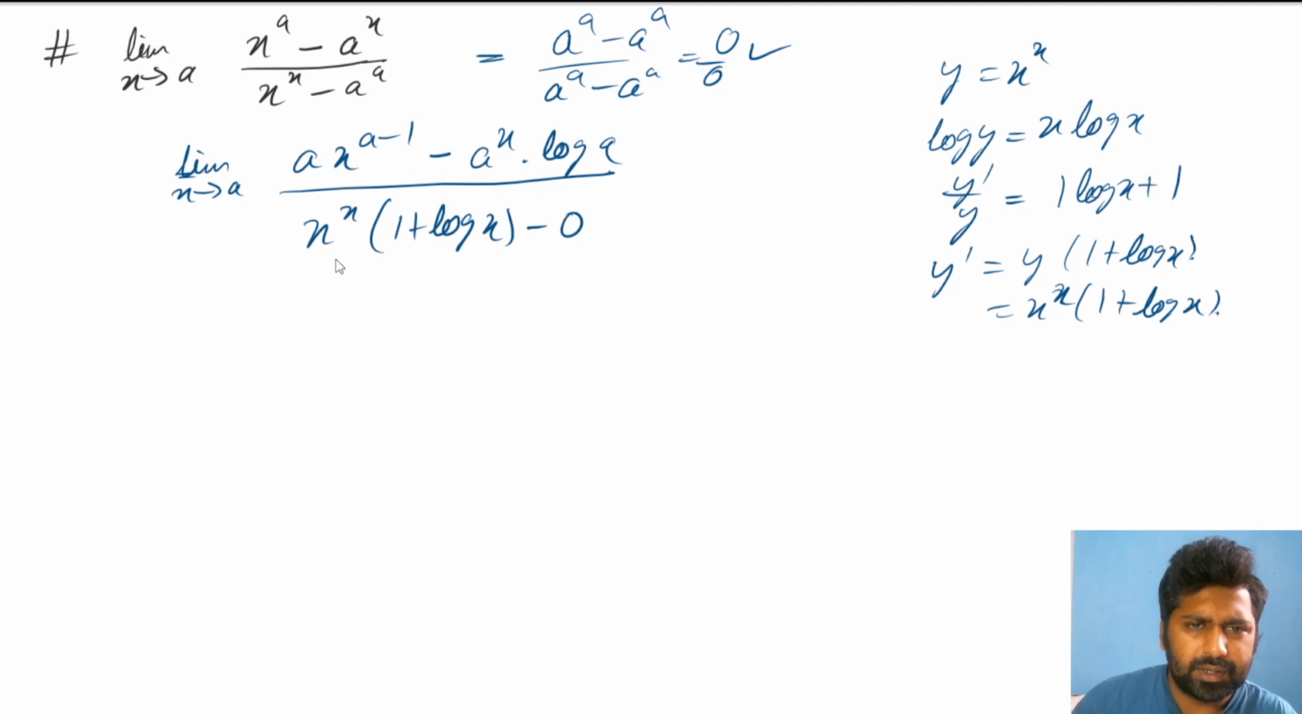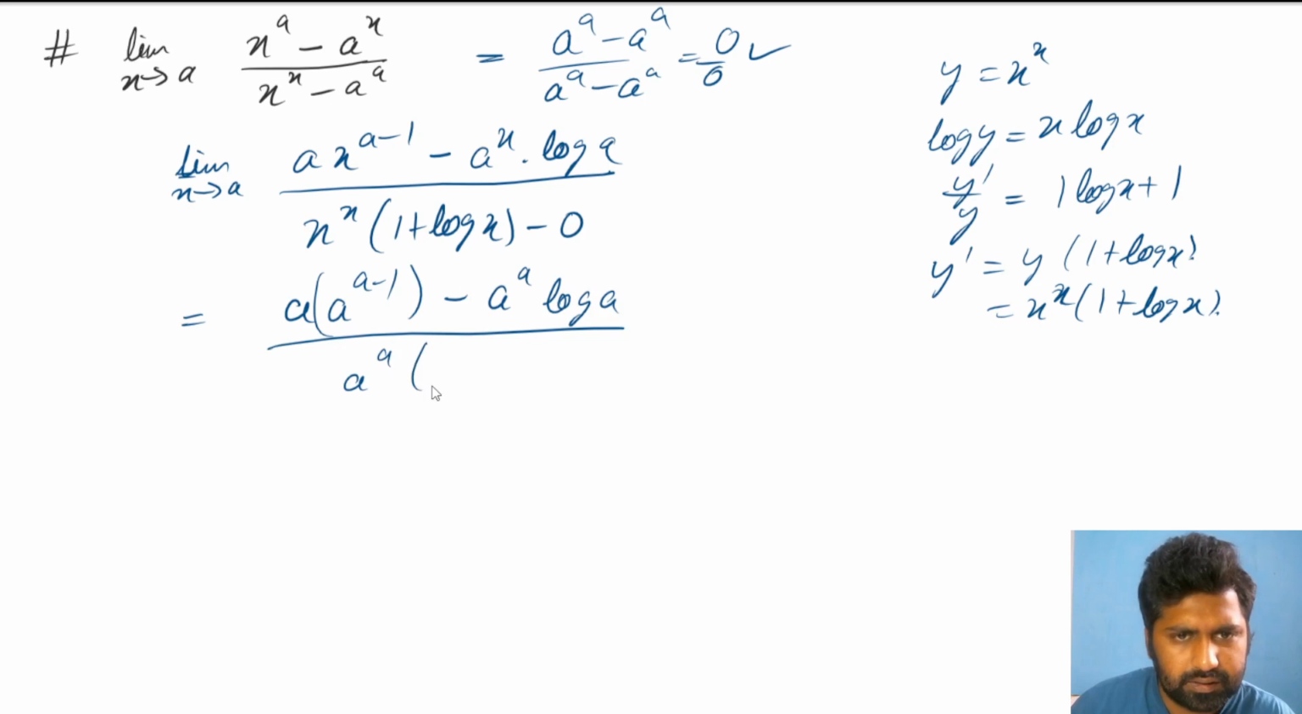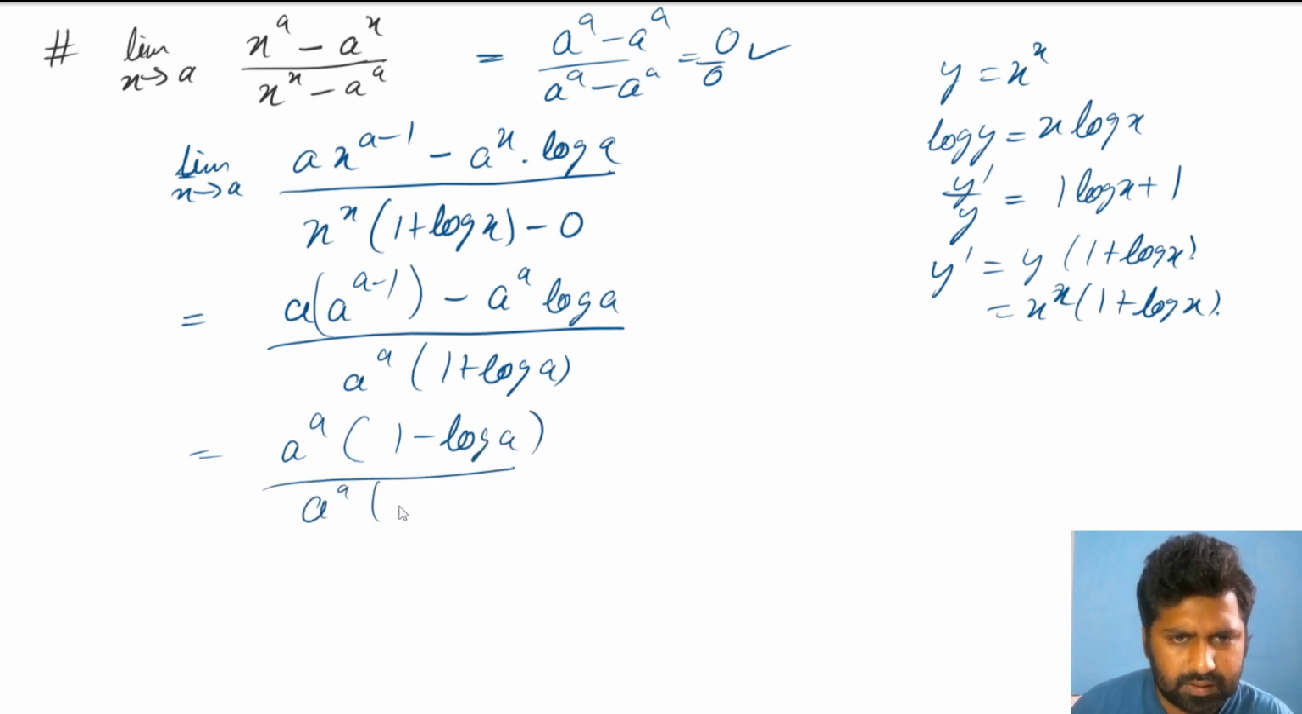Now let's put the limit to be a. Let's see if we can solve this after applying L'Hopital. If we put a, it becomes (a raised to power a minus 1 times a, minus a raised to power a log a) upon (a raised to power a times (1 plus log a)). We multiply this, we get a raised to power a, and then you can take common from the numerator, (1 minus log a) upon a raised to power a times (1 plus log a). a raised to power a cancels. So basically the answer is (1 minus log a) upon (1 plus log a).